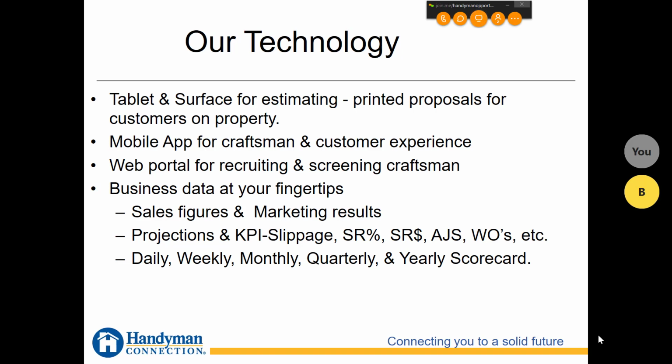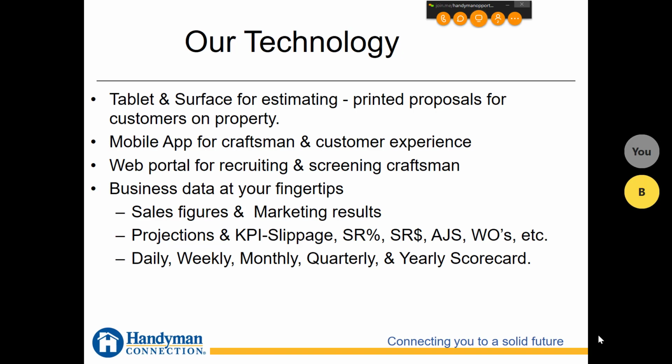We also have a mobile platform. We're the only brand in the industry that has a mobile platform. It was derived from the Uber technology as well as the Waze app technology. It enhances our customer experience and also creates efficiency for the owner as well as providing real-time data, and also efficiency for our craftsmen and really good on-time rates.